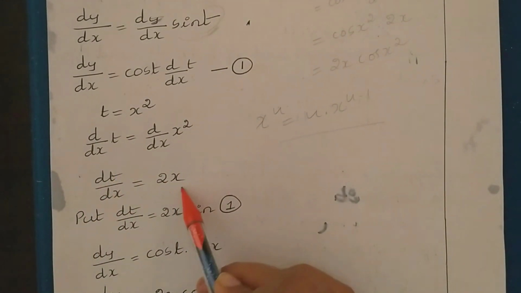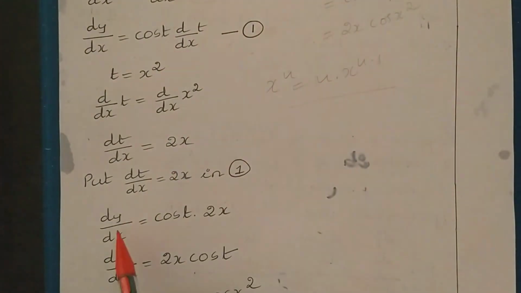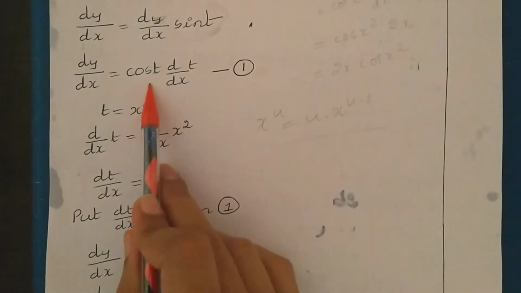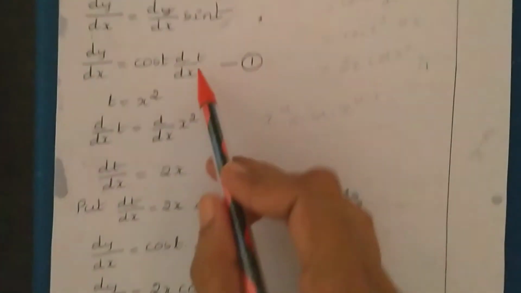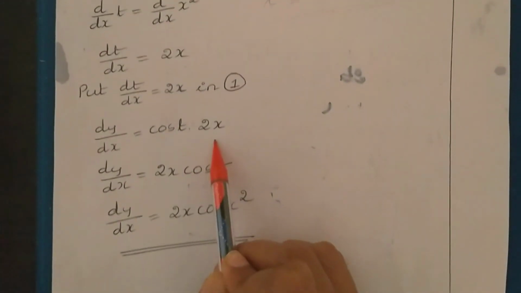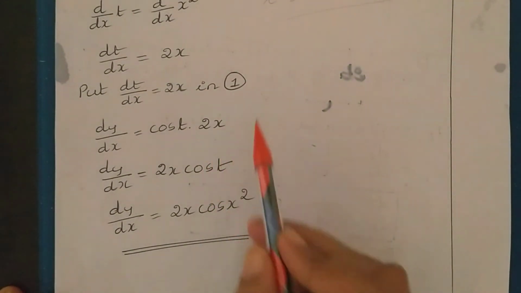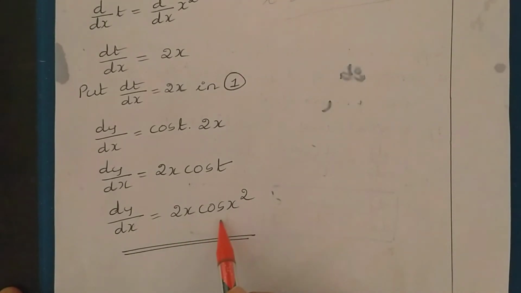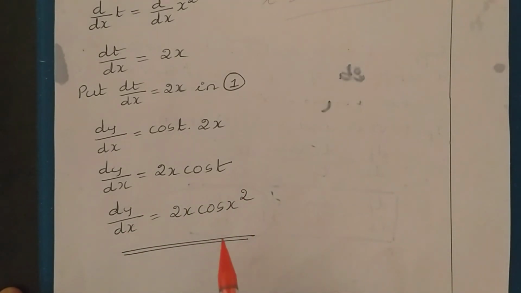You substitute this value in this. So here we get dy by dx is equal to cos t. Then dt by dx is 2x, so cos t into 2x. Then here t we have taken at the beginning x square. So 2x into cos x square. So this is the derivative of the function sin x square.